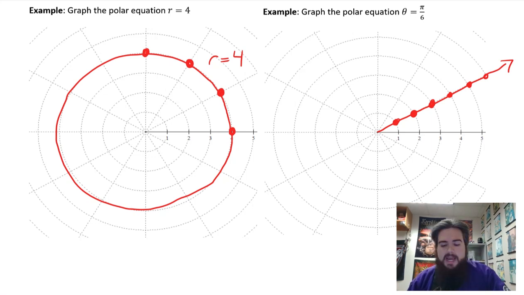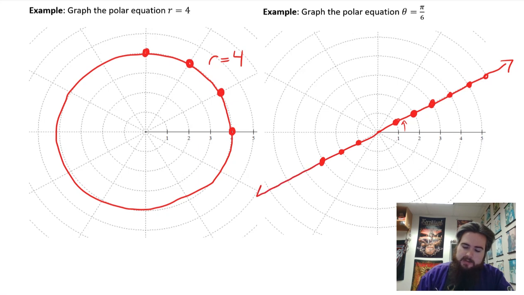But it's not just a ray, because the radius could be anything, including a negative radius. So my radius at pi over 6 could also be negative 1, which means rotate pi over 6 and walk backwards 1. That puts us here. Or radius of negative 2, which puts us here. Radius of negative 3 puts us here. Meaning that theta equals pi over 6 is not just a ray starting from the pole. It is a full line that goes through the angle measure of pi over 6.